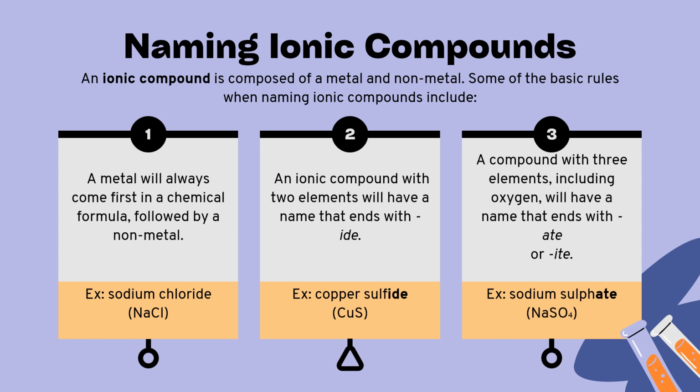Now an ionic compound with two elements will have a name that ends with ide. Copper sulfide, CuS, and in the previous example, sodium chloride, ide. Then a compound with three elements including oxygen will have a name that ends with ate or ite. Sodium sulfate, Na2SO4. Whenever you see four atoms of oxygen, it will become sulfate, and whenever you see three atoms of oxygen, that will become sulfite.